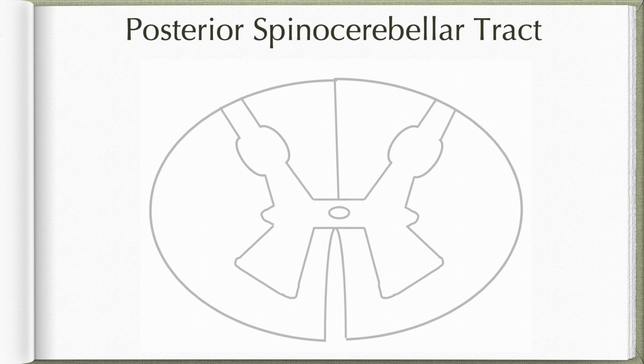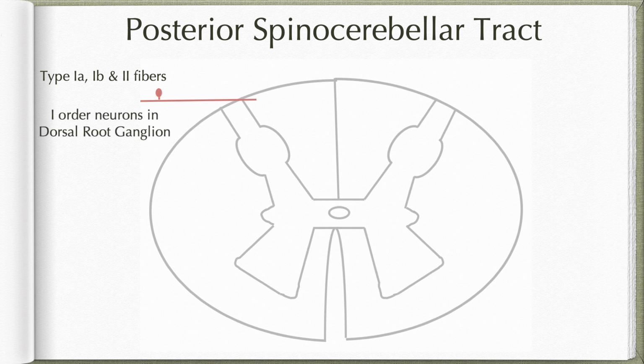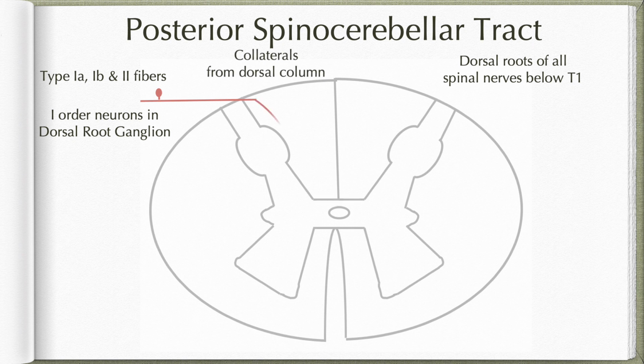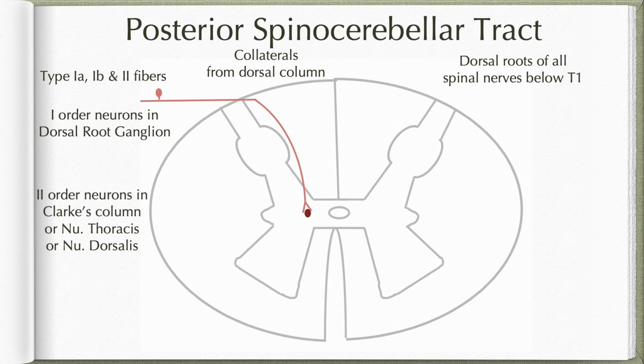The fibers carrying non-conscious proprioception and exteroception information are of type 1A, type 1B and type 2 fibers, and these have their cell bodies in the dorsal root ganglion. They enter the spinal cord passing through the medial stream of dorsal root. They are present in all the spinal nerves below the level of T1 segment. Once they reach the dorsal column, they send their collaterals to the neurons present in Clark's column. These neurons will form the second order neurons. Clark's column is also called as nucleus thoracis or nucleus dorsalis.